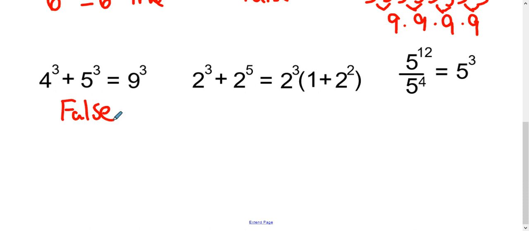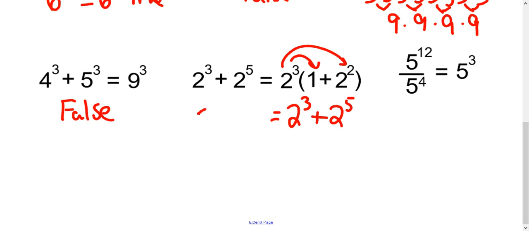So this one is a little bit tricky. So you have 2 to the third plus 2 to the fifth. And again, I am not going to do anything with that left side, but I am going to distribute here. So the 2 to the third times 1 is 2 to the third. 2 to the third times 2 to the second is 2 to the fifth. And look, it's true. So that's kind of tricky, but this one's not.